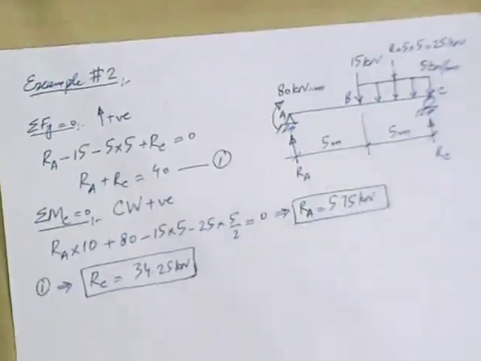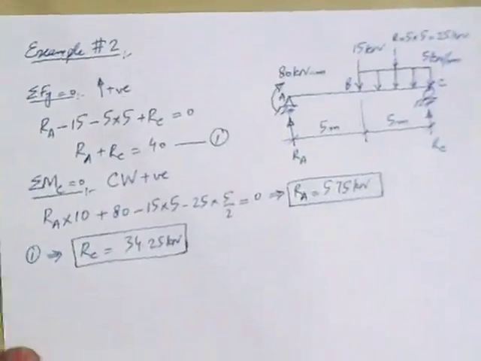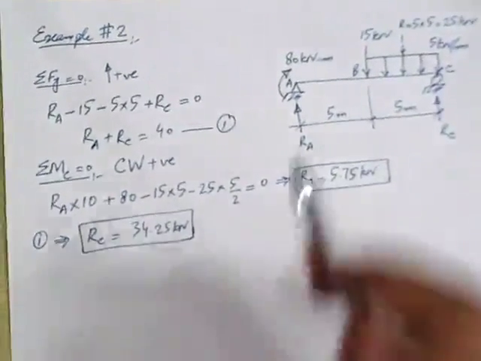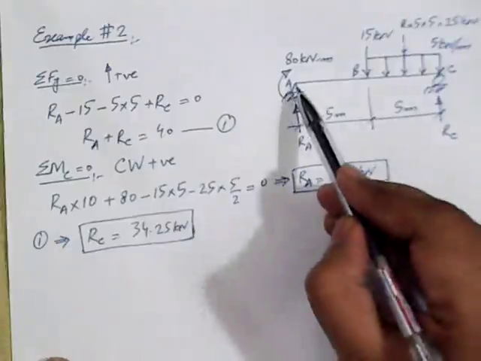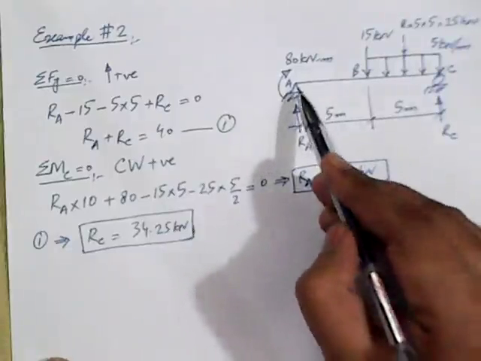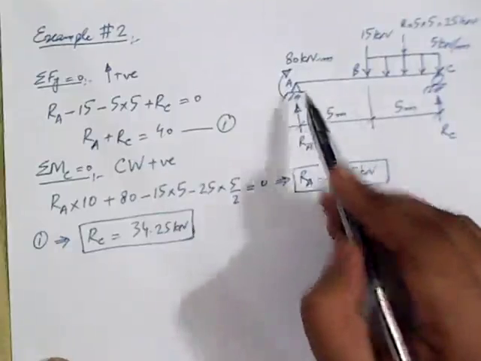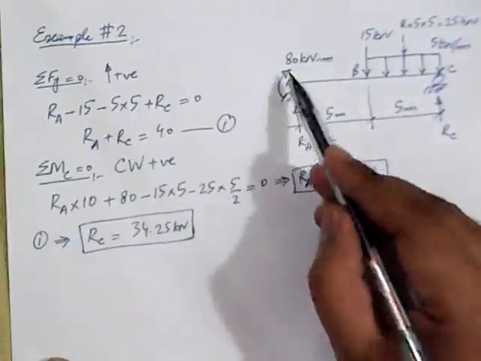Now the next step is to see how to divide this beam into a number of portions. So for that we'll start from the left side, and we see that at point A we have a support, a reaction is there, and a point moment is there.